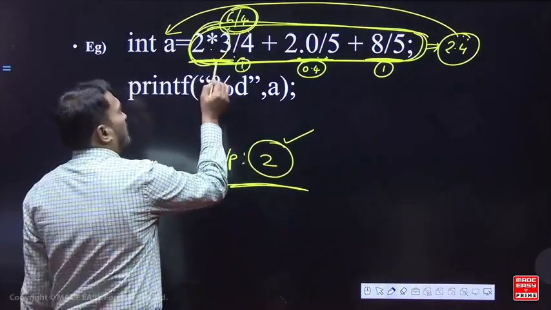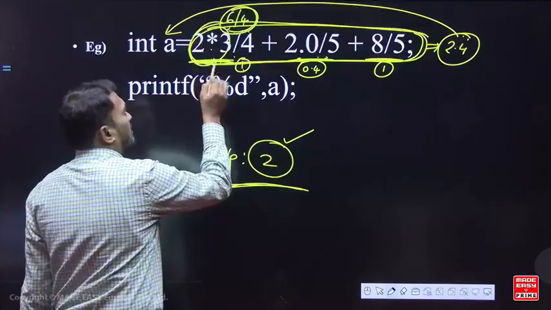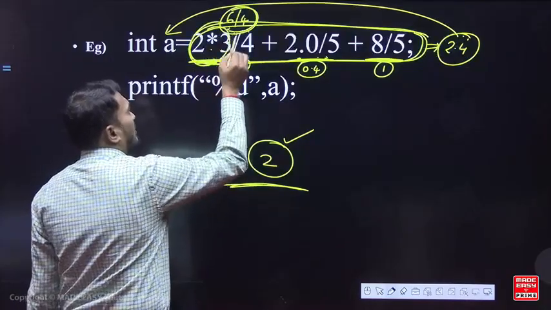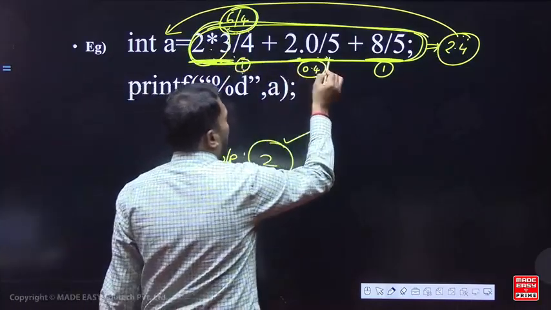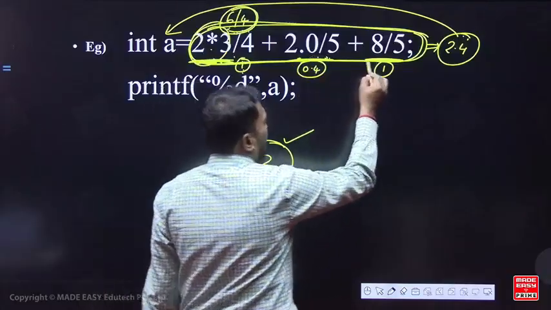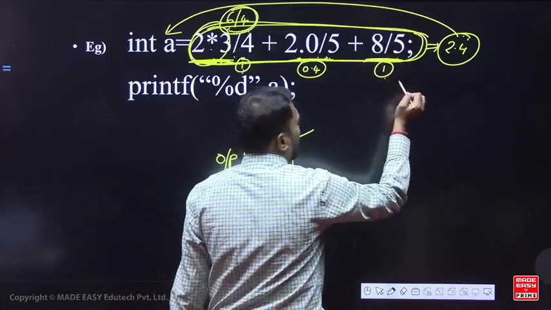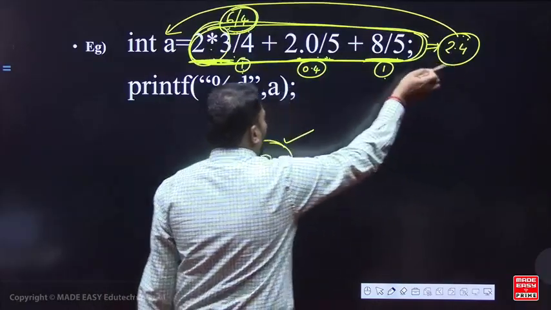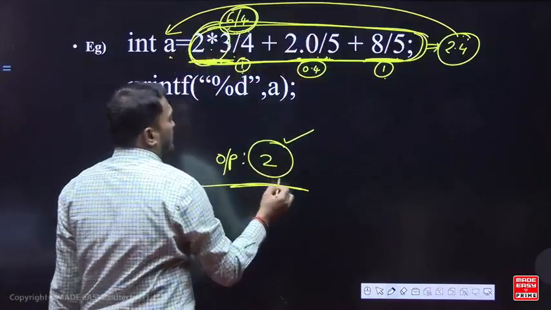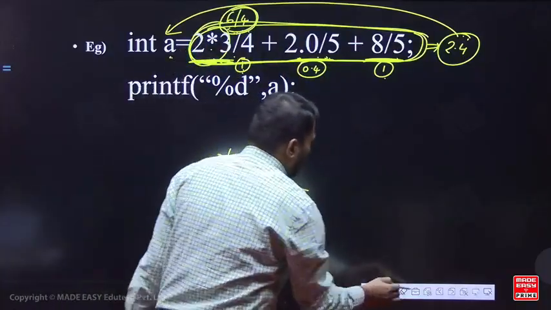So first you apply the multiplication, 2 multiplied by 3, that is 6. 6 divided by 4 is 1. Then 2.0 divided by 5 is 0.4. This is 1, both are integers, so the output is integer 1. So the actual answer is 2.4, but you are assigning it to an integer, so it will print only 2. I think now that is clear for everyone.